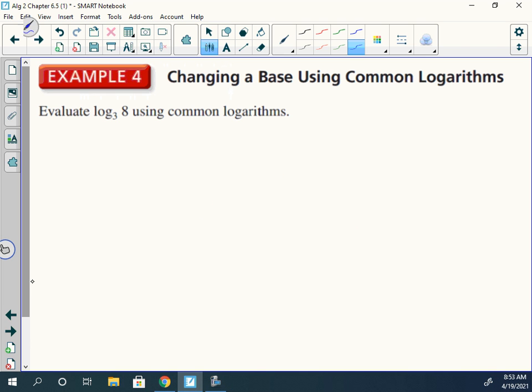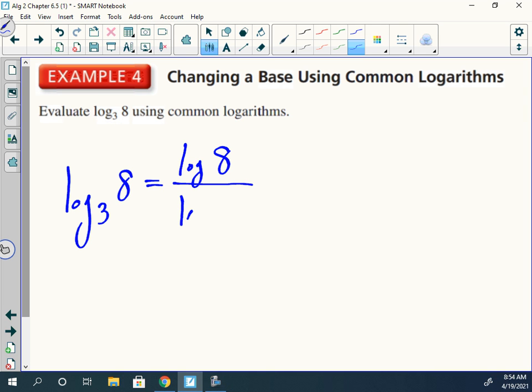So if I look at log base 3 of 8, and I wanted to rewrite this as common logs using change of base, what would we have on top? Log of 8 over log of 3. We rewrite it as division. We have log of whatever's inside the logarithm to start with. Since it's 8, we'd have log of 8 over log of the base, which would be log of 3.